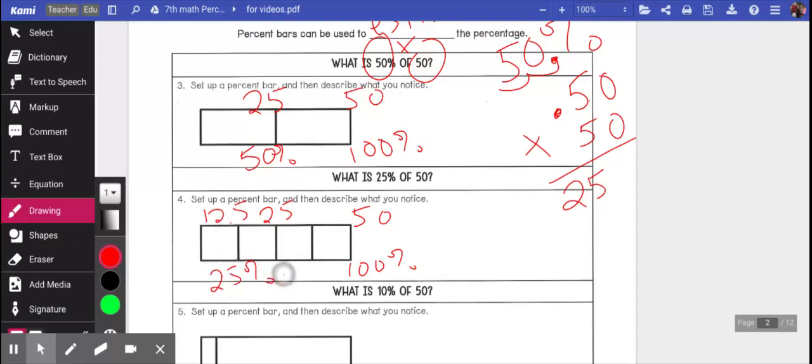So we got 25% and 50%. So 25% of 50. So we also know 25% is 1/4. So you could do 1/4 of 50. And so basically you're doing 1/4 times 50 on your calculator, or taking 50 divided by 4. Or we can turn 25% into 0.25. Of is multiply and times it by 50. And you should get 12.5.